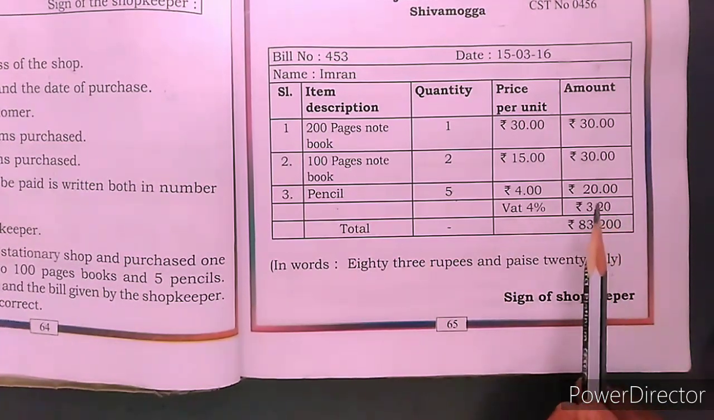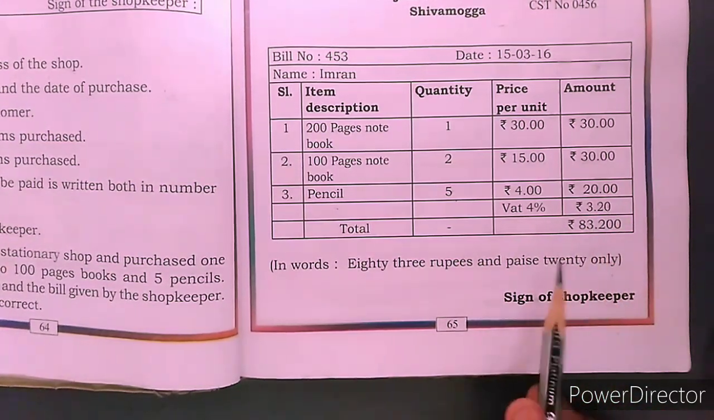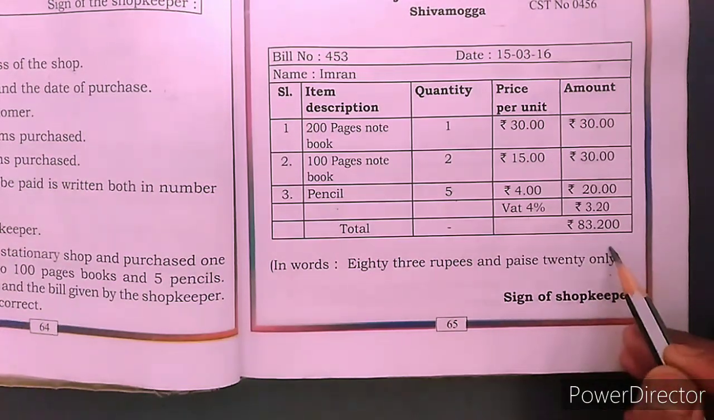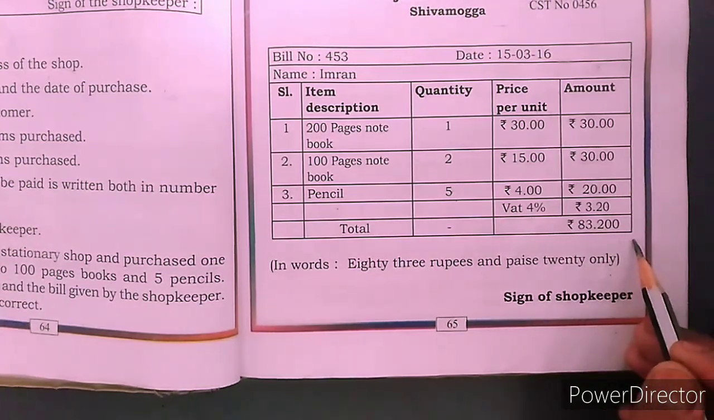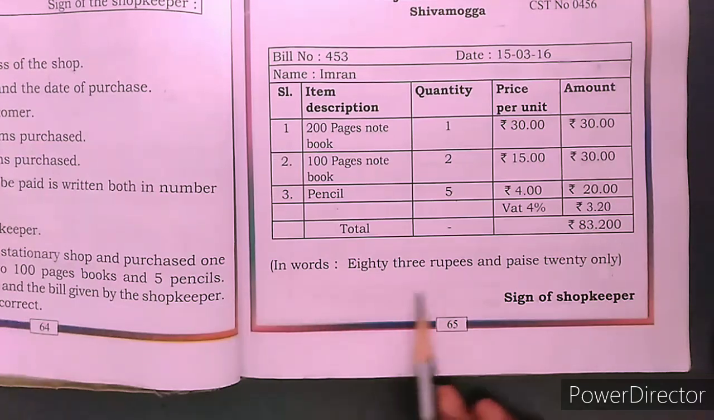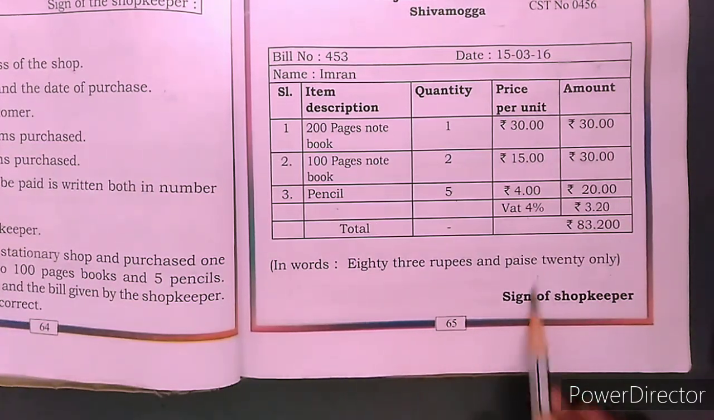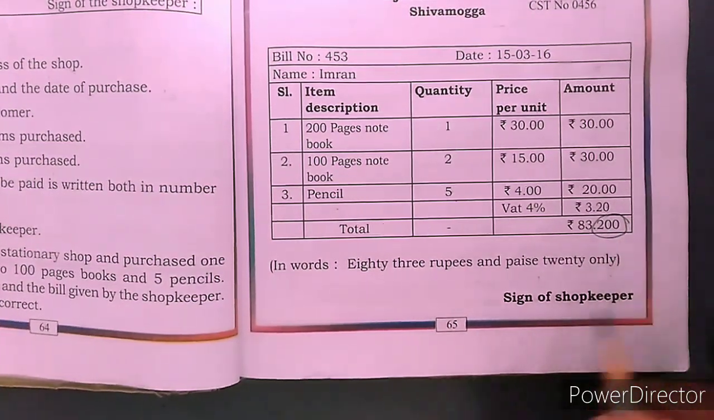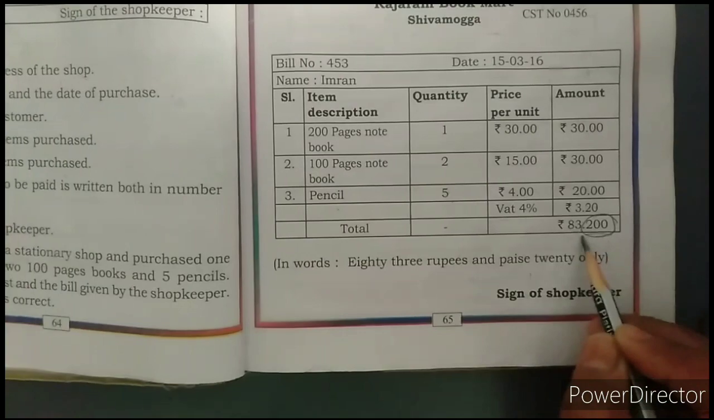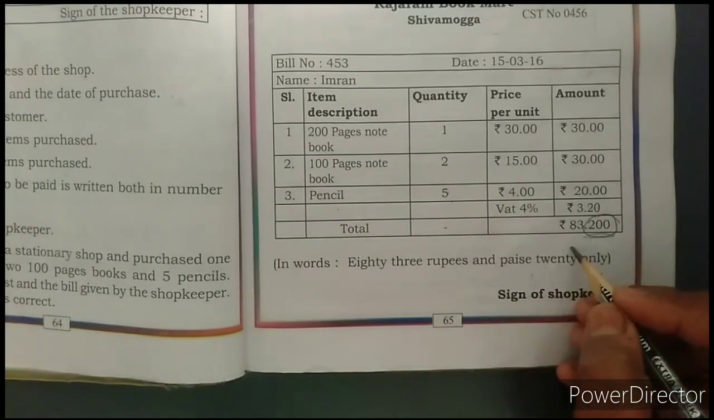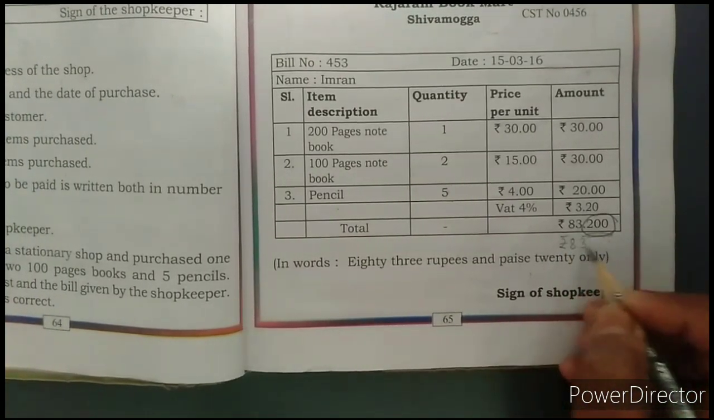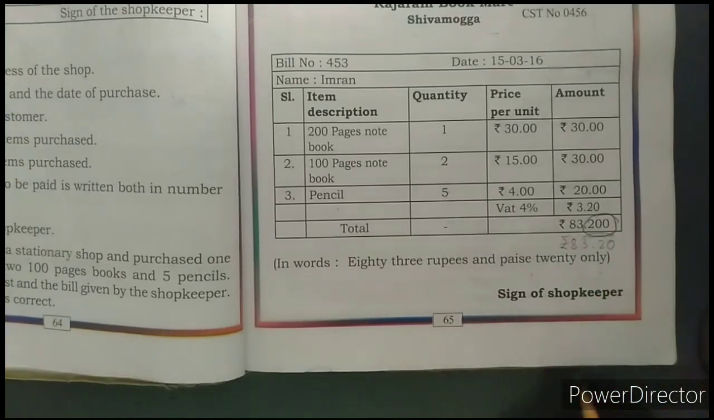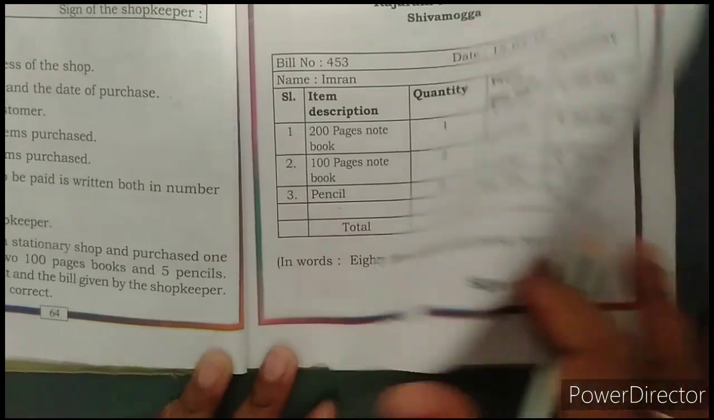And they have added the VAT, children. GST tax they have added. So they have made the bill 83 rupees 200 paise. Now, 83 rupees and 20 paise. It is not 200 paise, it is 20 paise. They have printed it wrong here. So you also have to correct this. Make it 83 rupees 20 paise, children. In words, 83 rupees 20 paise only they have written, and under that the sign of the shopkeeper.